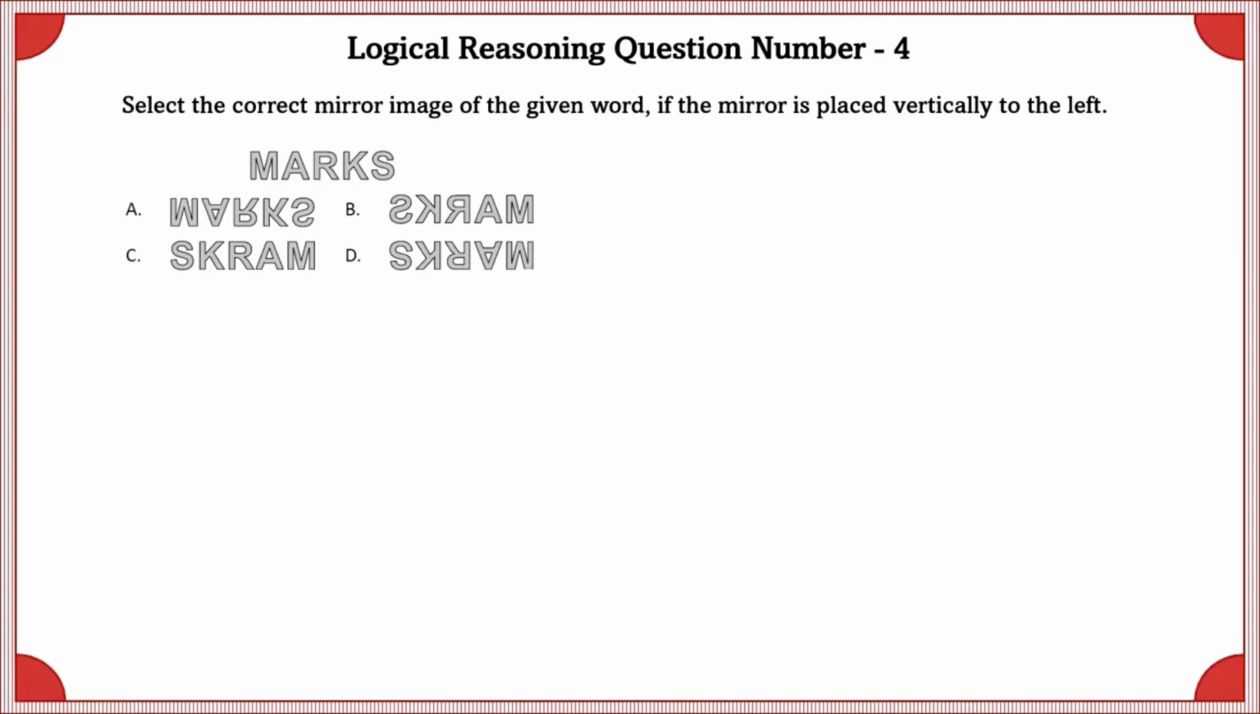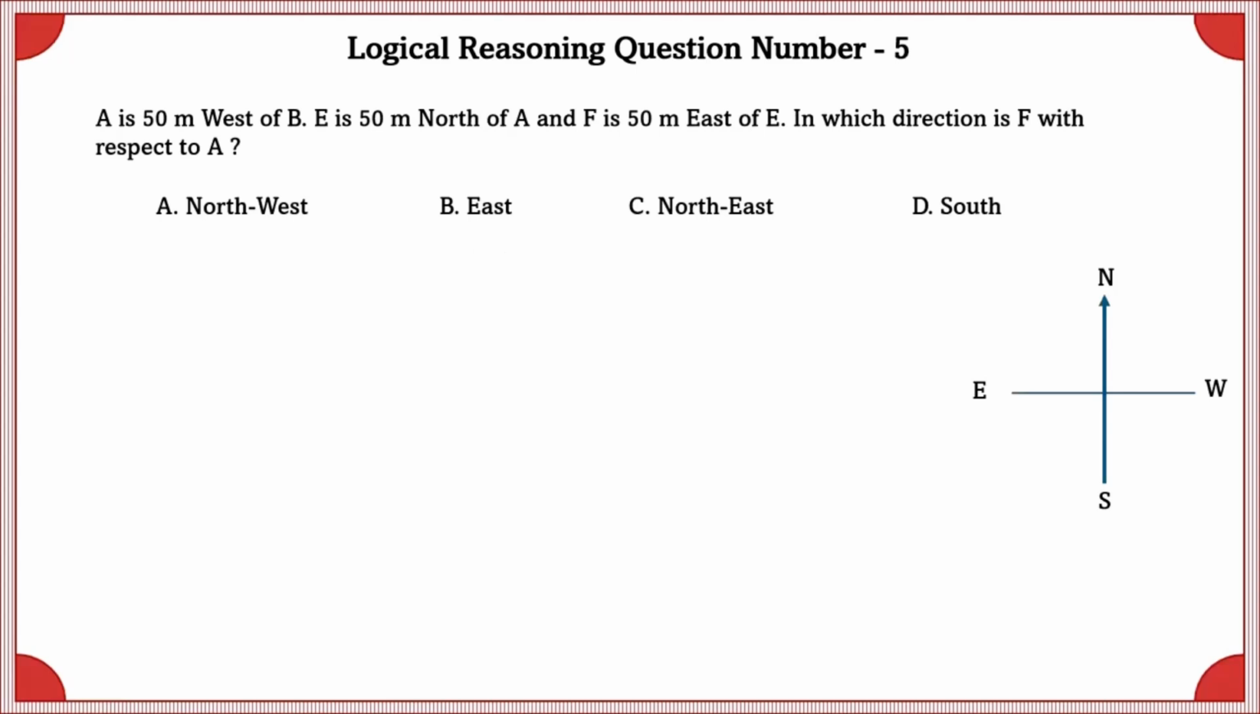Logical reasoning question number 4. Select the correct mirror image of the given word if the mirror is placed vertically to the left. The correct option is the B option. Logical reasoning question number 5. A is 50 meters west of B, E is 50 meters north of A, and F is 50 meters east of E. In which direction is F with respect to A? F is in the northeast direction with respect to A.